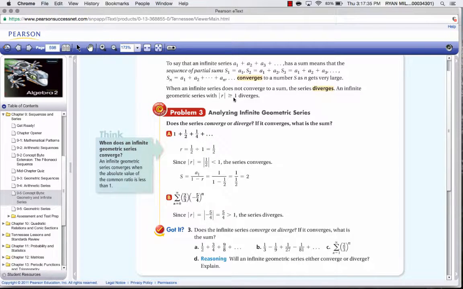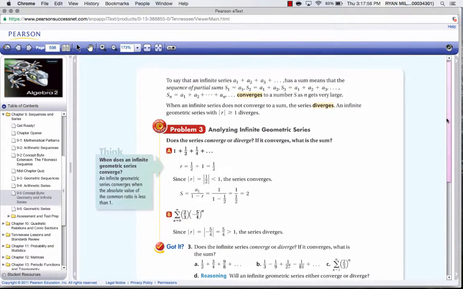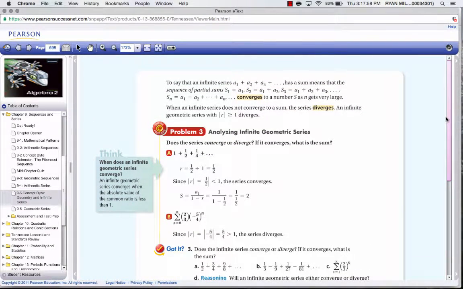All right, so you can see here there's a rule: an infinite geometric series with absolute value of r greater than or equal to 1. So if your common ratio is 1 or bigger, if you think about the absolute value of it, I mean, think of it in the positive term only. If it's 1 or bigger, it's going to diverge. If it's a fraction, it's going to converge.